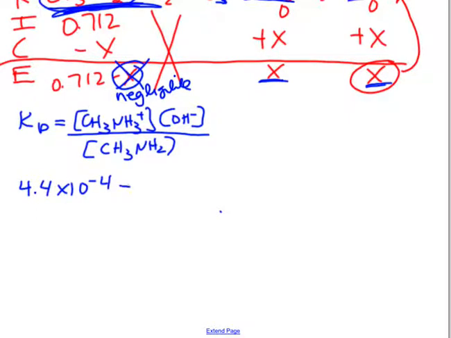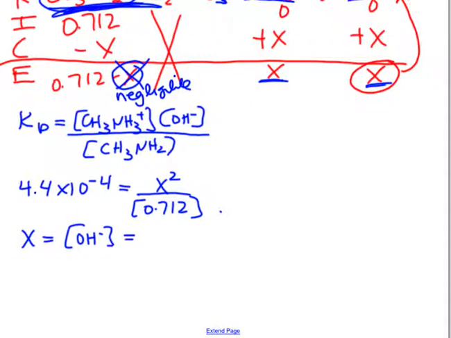4.4 times 10 to the negative 4 is equal to X squared over, I can drop that minus X because it's so small dissociated that it doesn't matter. So solving for X, that's going to give me the concentration of OH minus. And what does that come out to be? To 2 sig figs. Let's just stay with 2. All right, so then if I take the negative log of that, I get a pOH of, 2 decimals, I mean.